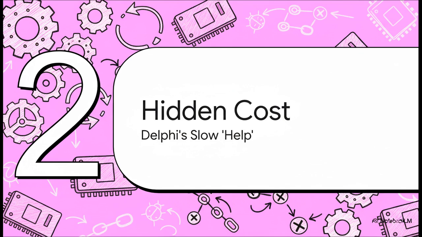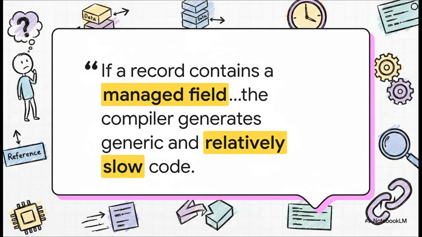Sometimes they come with a hidden performance cost. It turns out that some of the most convenient features can also be the slowest. Great, and here's where it gets really interesting. Records by themselves are just simple value types.